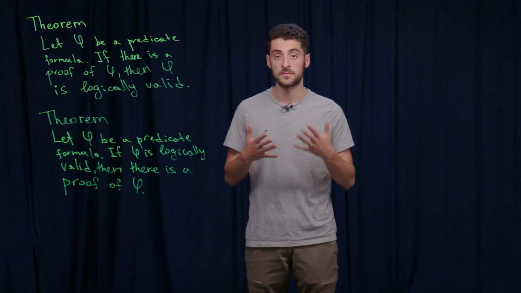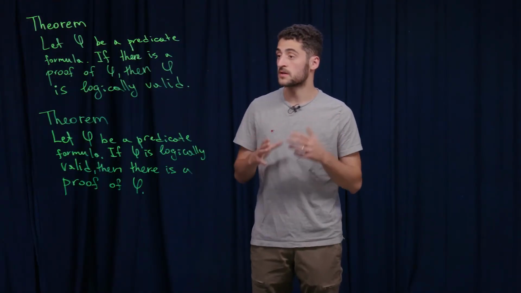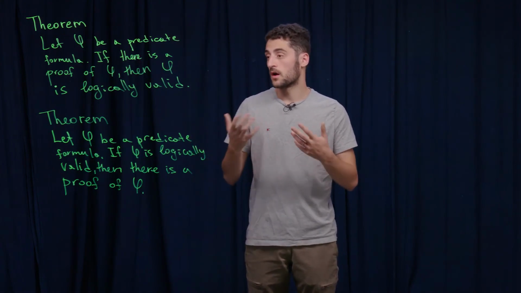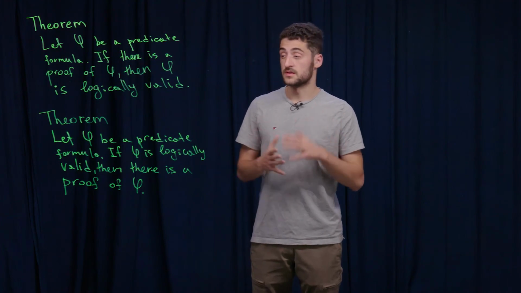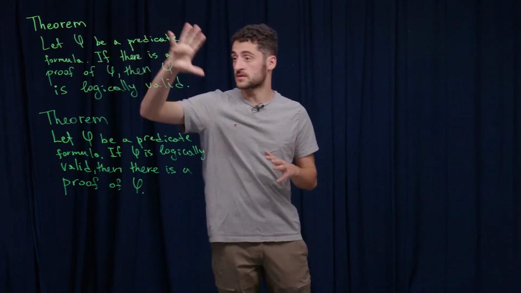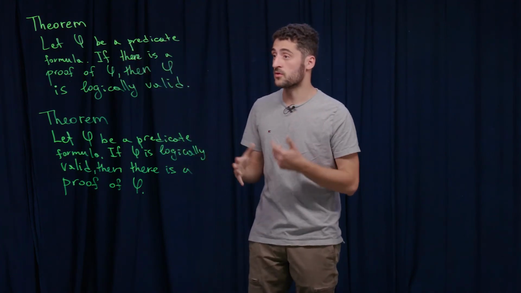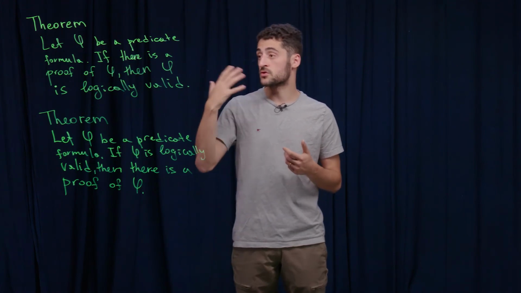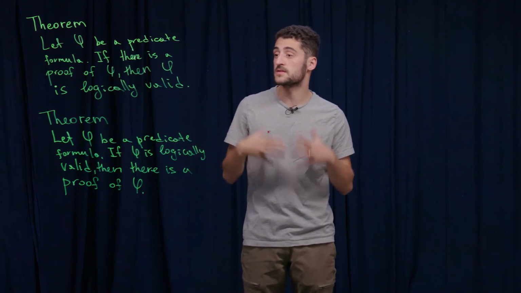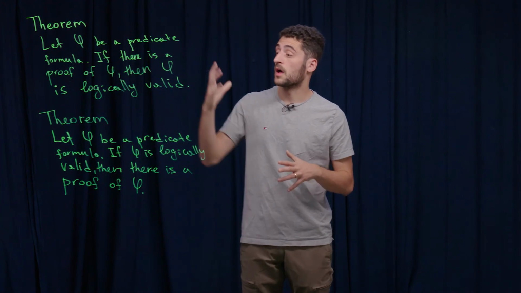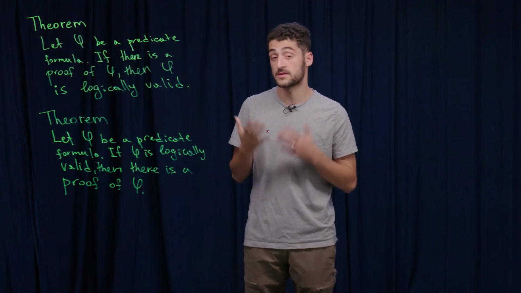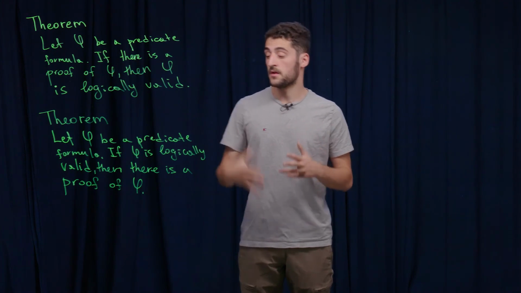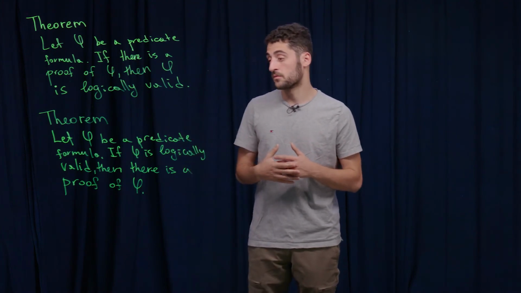Like in the propositional case, in the predicate case, we have two theorems that are proving soundness and completeness of this system. The first of them is soundness. It says that if you have a predicate formula and there is a proof of it, then this formula is logically valid. And the second theorem says that if you have a predicate formula and it's logically valid, then there is a proof of this formula.